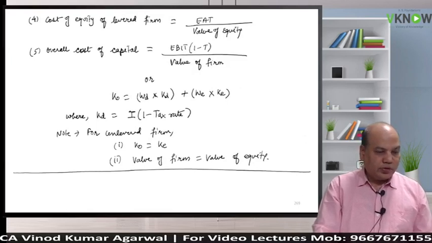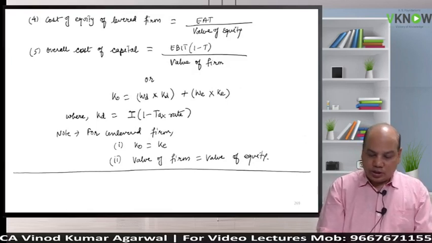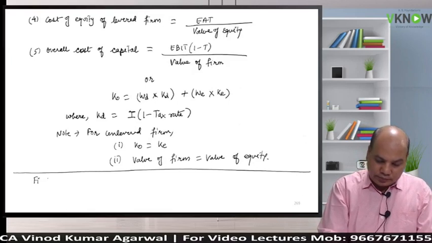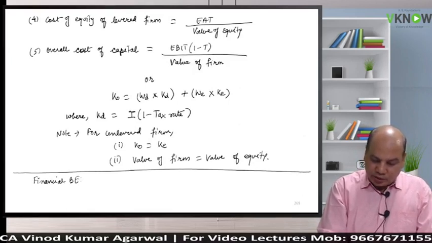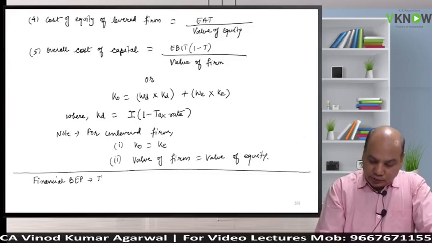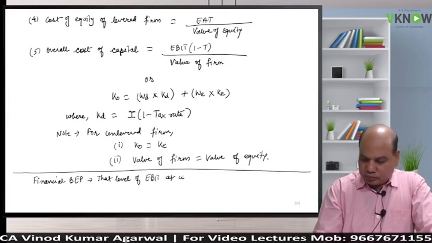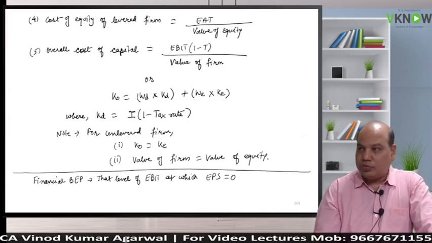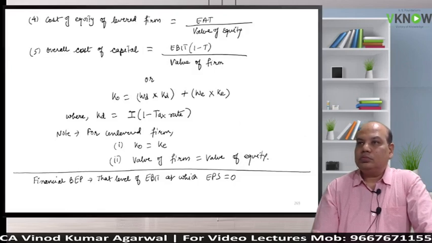Next formula is for financial break-even point. Write down next heading: financial break-even point. Financial break-even point is that level of EBIT at which EPS is equal to 0.